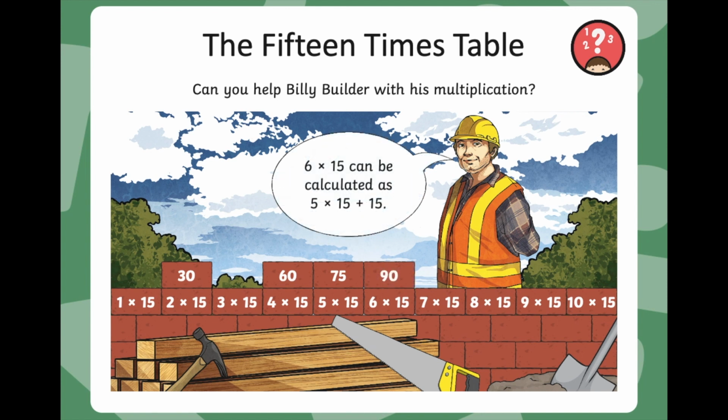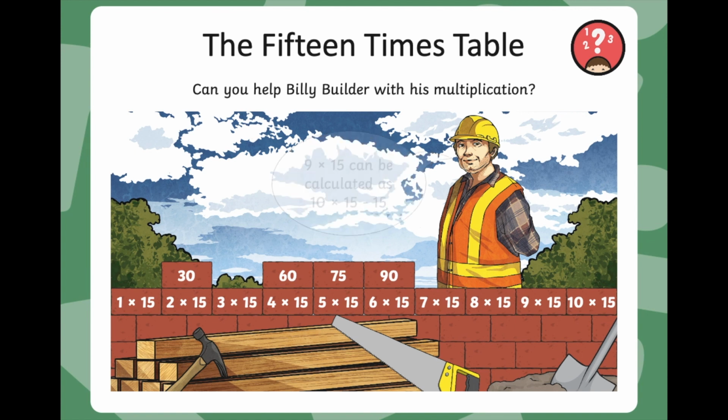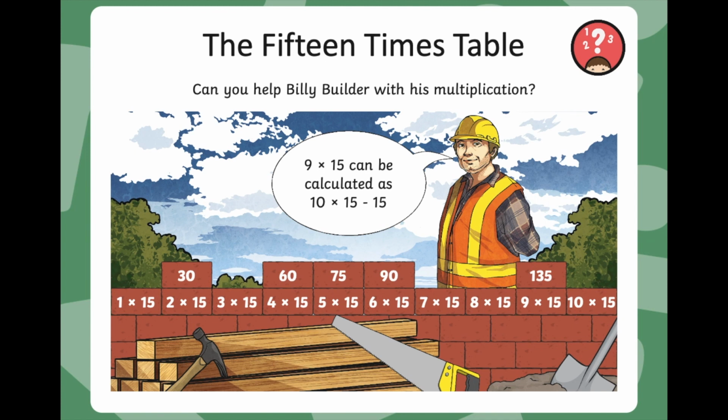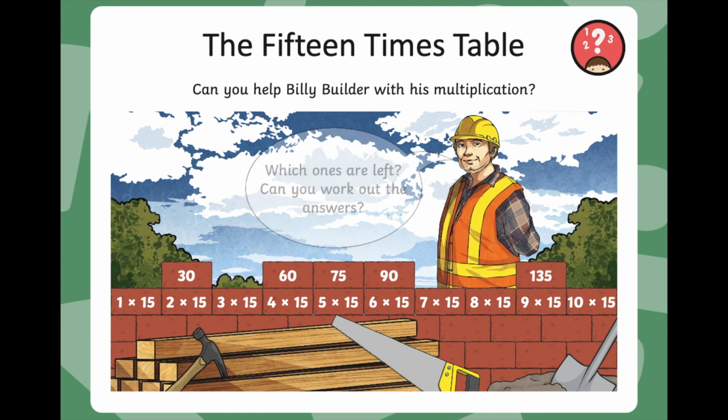6 times 15 can be calculated as 5 times 15 add 15, and that's 90. 9 times 15 can be calculated as 10 times 15 take away 15, so that's 135. Which ones are left? Can you work out the answers? So pause this video and have a go and see if you can work out the answers to 1 times 15, 3 times 15, 7 times 15, 8 times 15 and 10 times 15.